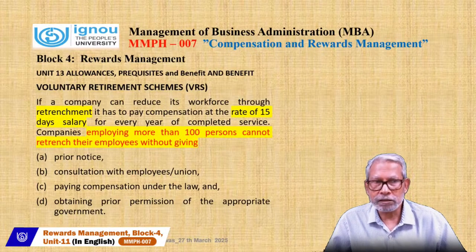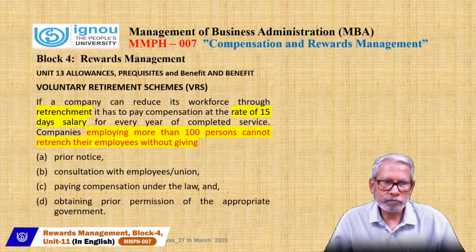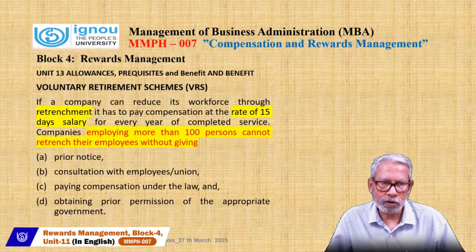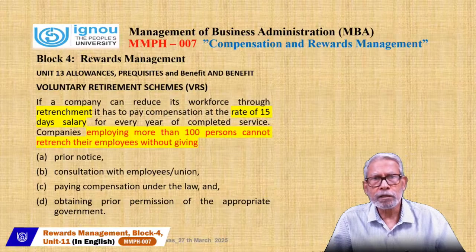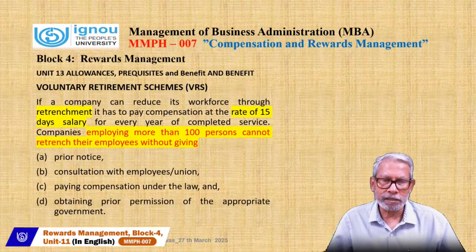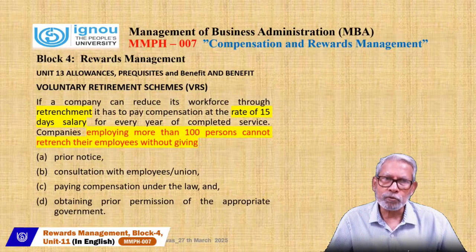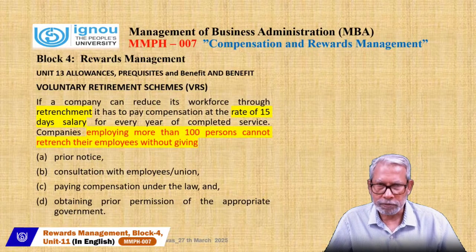And then you have to hold consultation with the employees. What is the reason behind it? Then you have to pay the compensation completely as per the law, and obtain the prior permission of the applicable government. Straightaway you cannot retrench anybody. You have to take the permission from the government office. This is the situation, and you have to go for these things.